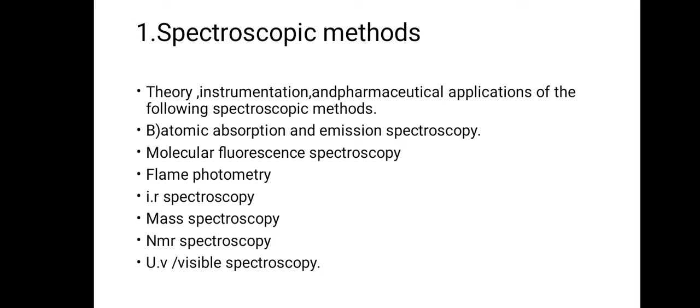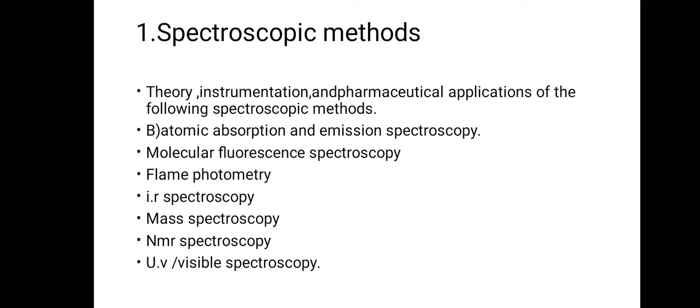Number one is atomic absorption and emission spectroscopy. Number two is molecular fluorescence spectroscopy. Number three is flame photometry. Number four is IR spectroscopy. Next is mass spectroscopy. Another is NMR spectroscopy, and UV visible spectroscopy. These are the methods by which the instruments work for the identification, quantification and separation of the molecules in the compound.